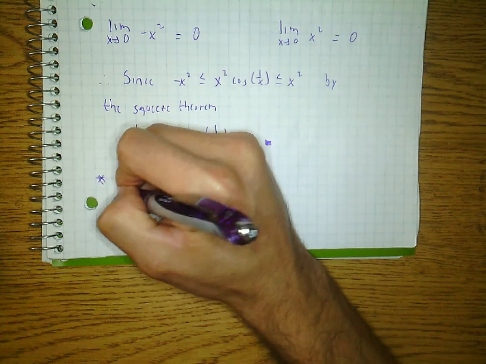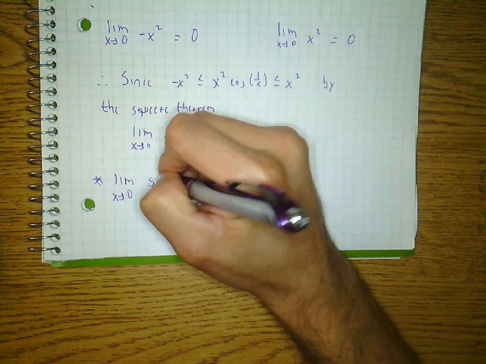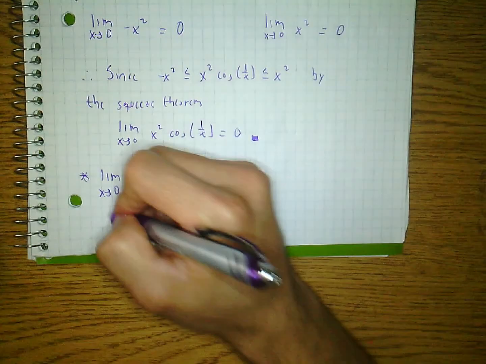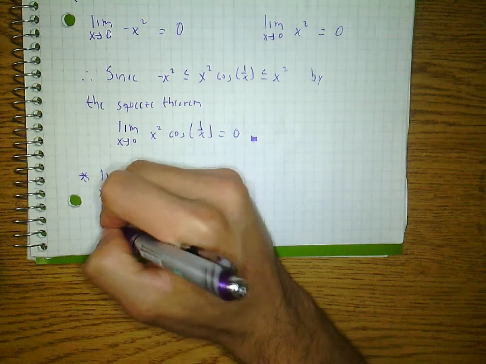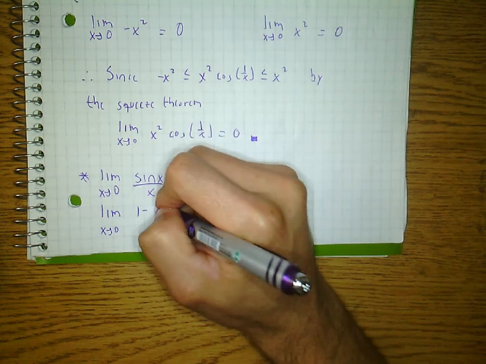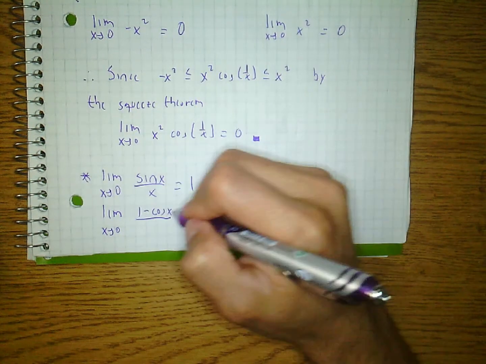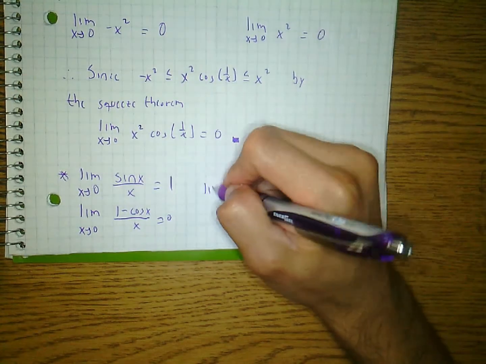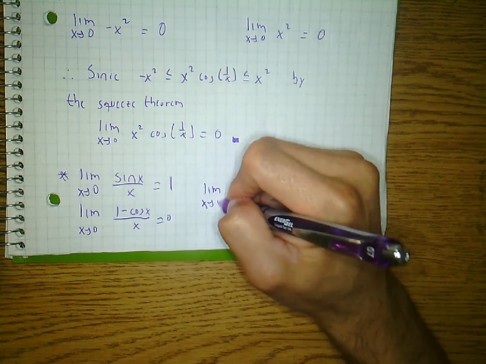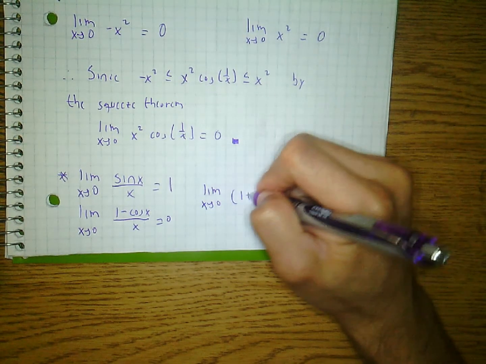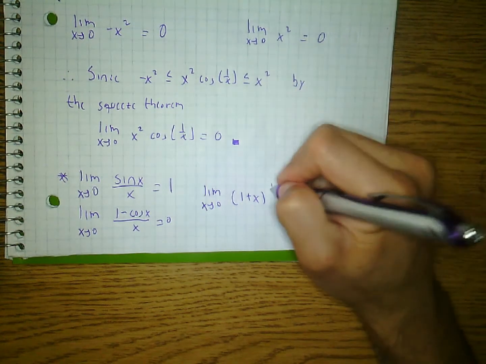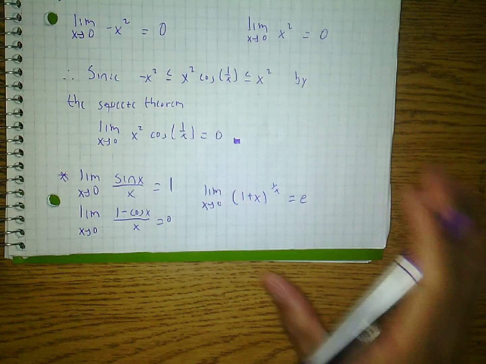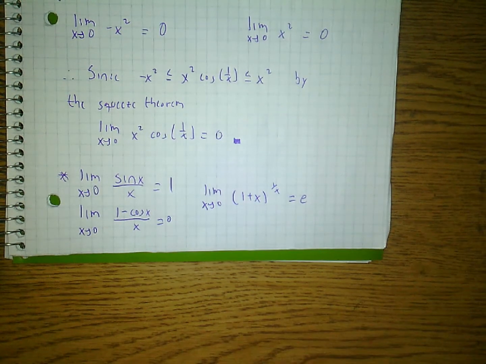The limit as x approaches 0 of sine x over x is equal to 1. The limit as x approaches 0 of 1 minus cosine of x over x is equal to 0. And lastly, the limit as x approaches 0 of 1 plus x to the 1 over x power is equal to e.